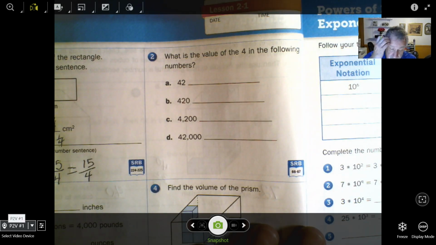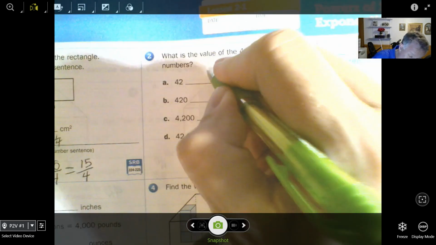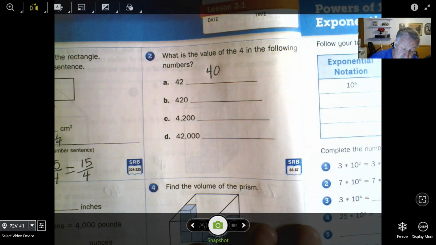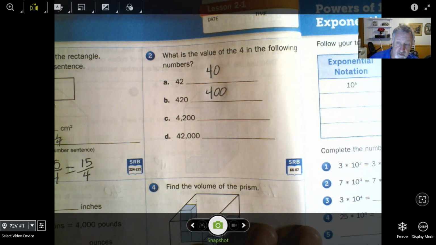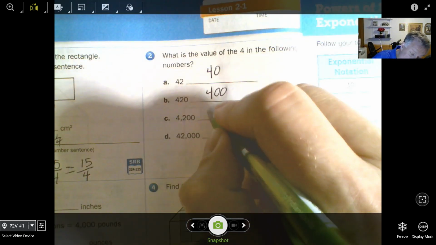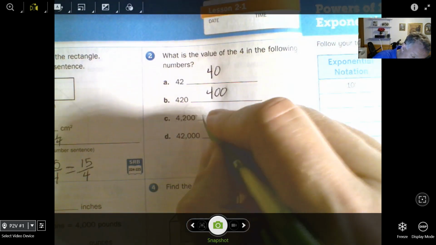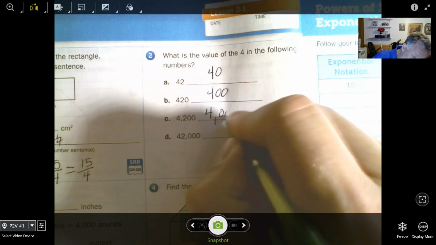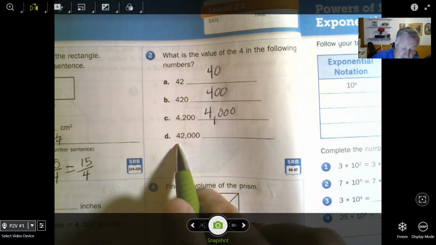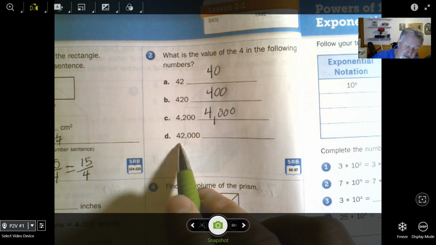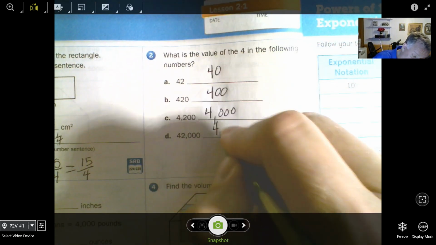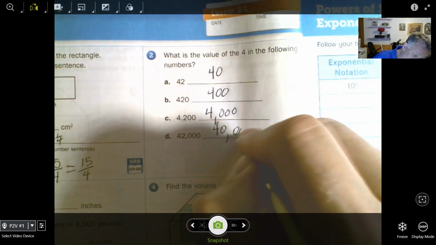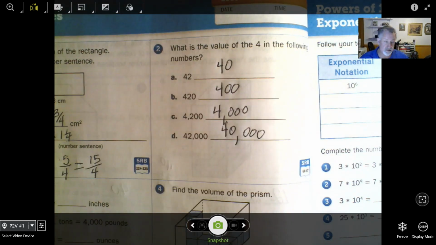What is the value of the 4 in the following numbers? Well, in this case, the 4 is in the tens place, so the 4 represents 40. The next number, the 4 is in the hundreds place, so it represents 400. The next number, it's in the thousands place, so it represents 4,000. And in the last number, it is in the 10,000s place, so it represents 4 units of 10,000 or 40,000.